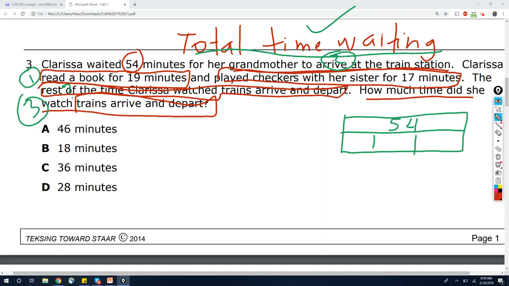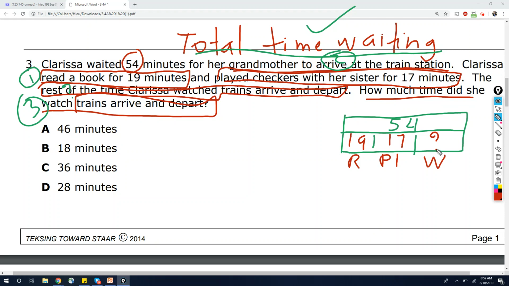Okay, so now we're going to label. The first thing she did is read. The second thing she did is play. And the rest of the things she did is watch the trains arrive and depart. Okay, so we're going to put the numbers in. She used 19 minutes to read. She played for 17 minutes, and the rest we don't know. Okay, and don't forget to write your statement sentence. How much time did she watch the trains arrive and depart?